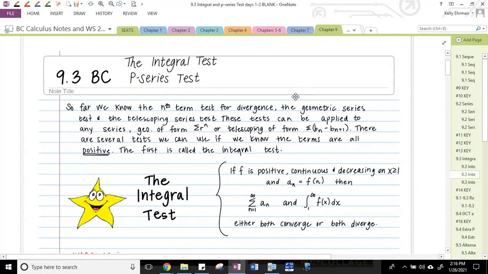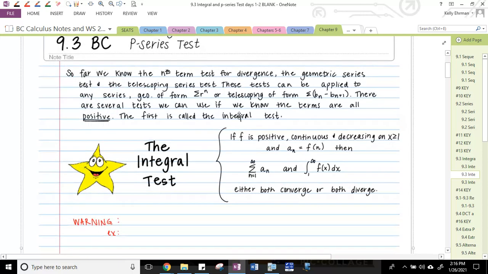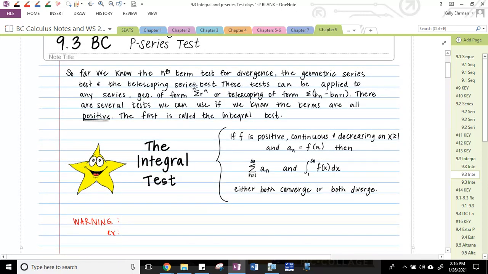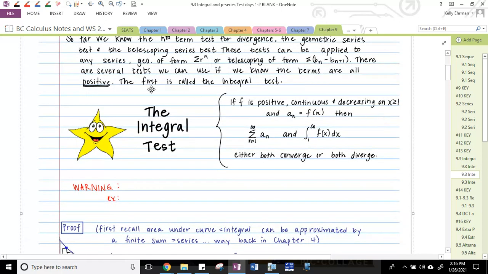So we've talked about so far the nth term test for divergence. That was where you do kind of a mental check. Make sure the terms actually are approaching zero, so you have a chance for a convergent series. And if they're not, then you know the series diverges. Geometric series, telescoping series, and we can apply those tests to any series as long as they're in a geometric form or in a telescoping form. So there are several tests that we can use as long as we know all of the terms in the series are positive.